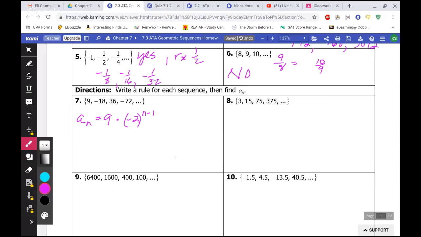Other than now what it's asking us to do is to find that 8th term. Didn't mean to color right over that. Find the 8th term. So you'll plug in 9 for the value of the first term. And then -2 raised to the 7th power.